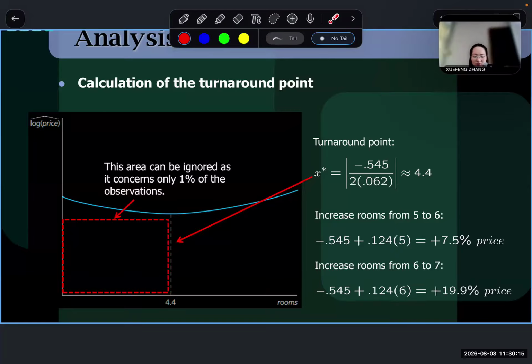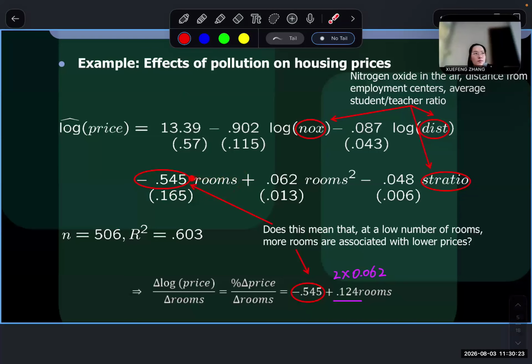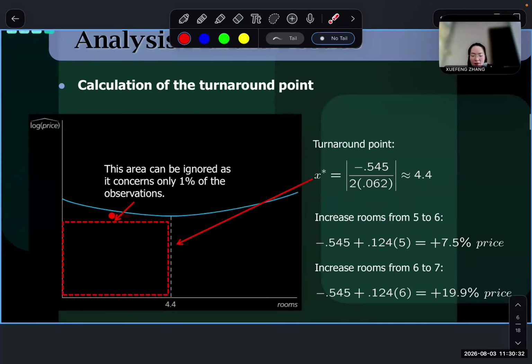Any idea? You see, because here we have log price in terms of rooms. Let's see the coefficient of rooms. This is the linear one, but for the quadratic one, this is positive, right? Positive means upward, so we have convex here. And with the same idea, we take the first order condition and can find the minimum point, which is 4.4, which is here. So this curve is convex, U-shaped, not concave like the wage example.